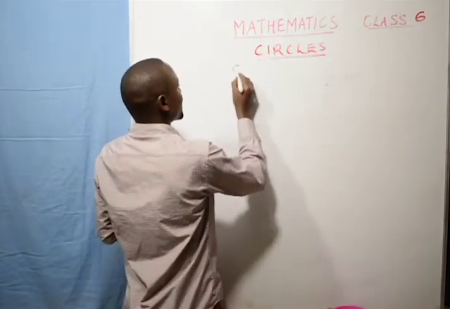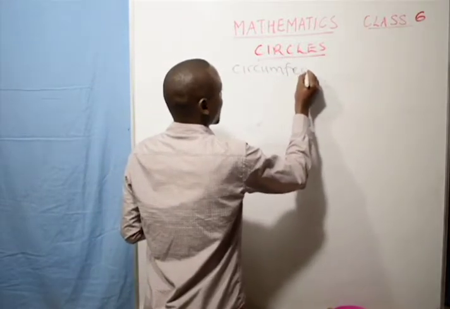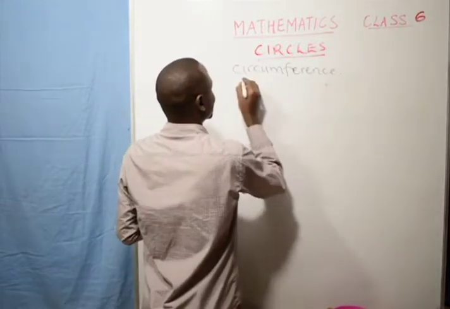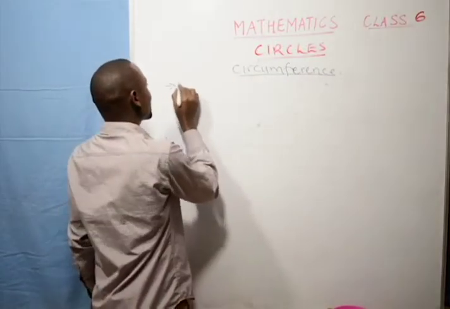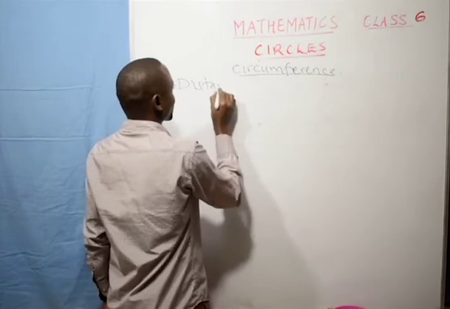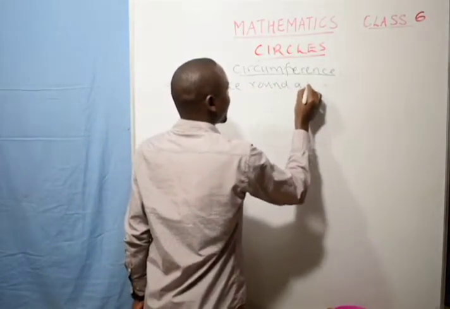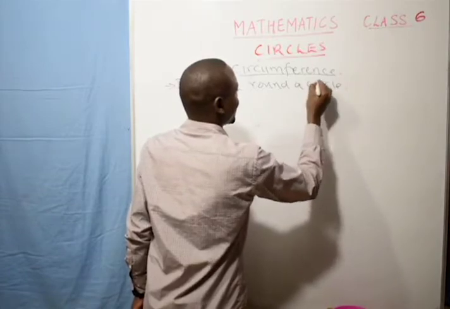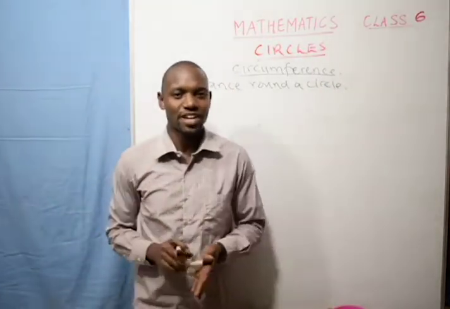Let us look at the circumference. What is circumference? Circumference is the distance round a circle. It is just the same as what we said in perimeter. Perimeter is distance around a figure.